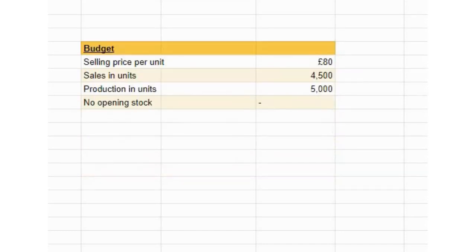And this is the budget for the next period, let's just say next month. They plan to sell each unit at £80 per unit. They plan to sell 4,500 units, and they plan to produce 5,000 units. There was no opening stock, but based on this, there will clearly be closing stock of 500 units.